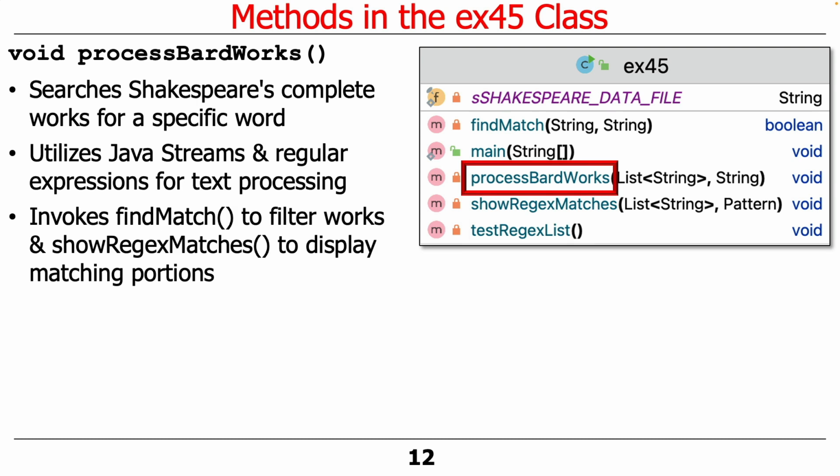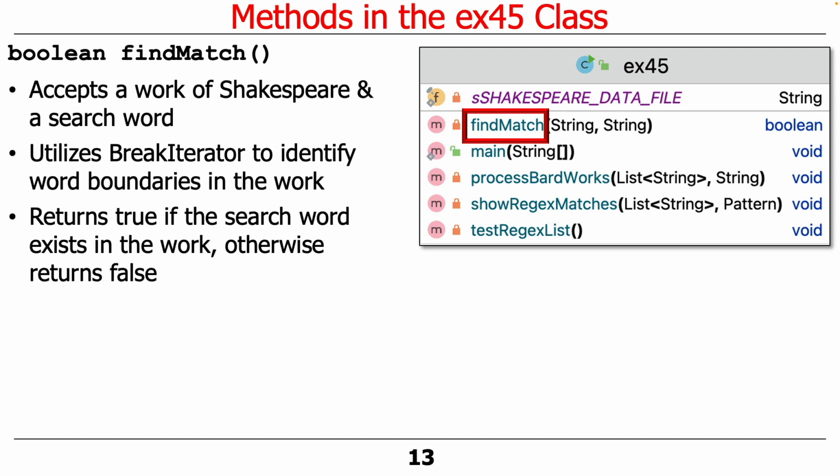We have process barred works, which searches the works of Shakespeare for a specific word using regular expression matches. And to do this, it calls the find match and show regex matches methods to display the matching portions. And it might not surprise you that find match is going to go and look for matches in a work of Shakespeare to see if the word Lord, in this case, occurs anywhere. And to do this, we're going to use a very cool Java feature called a BreakIterator. So I'll show you how to use the BreakIterator, and it's kind of cool.